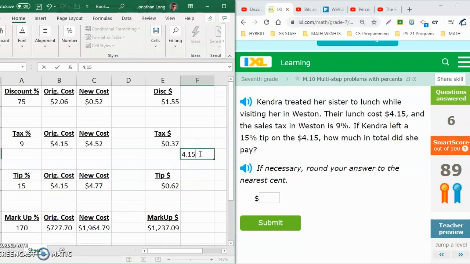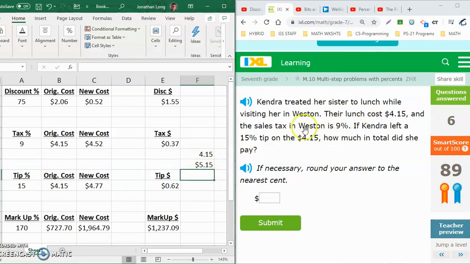I owe the original amount, $4.15. Okay, and I'm just going to make a quick formula. Equals the total plus my tax amount plus my tip amount, and hit enter. My grand total now should be $5.15.